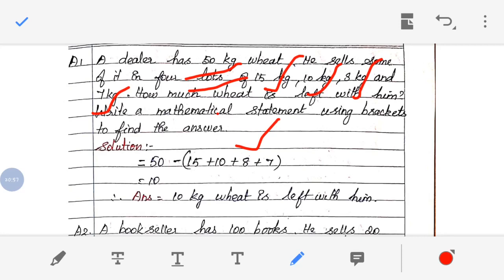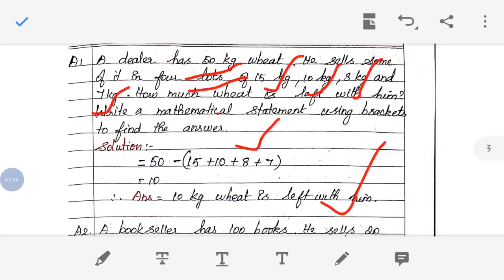So from the total, if you subtract this number of 4 slots, then you will get the remaining, no? So first you have to perform the addition. Here we have been given the bracket. After that, we have to subtract this value from 50. So 50 minus 15 plus 10 plus 8 plus 7, you will get the answer correctly. Likewise, you have to find the answer.